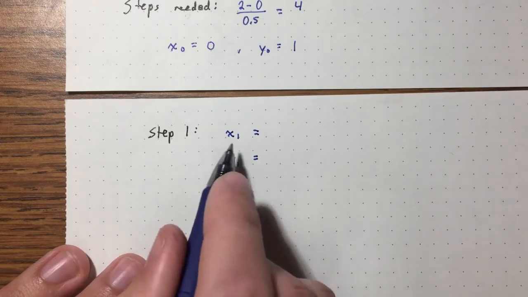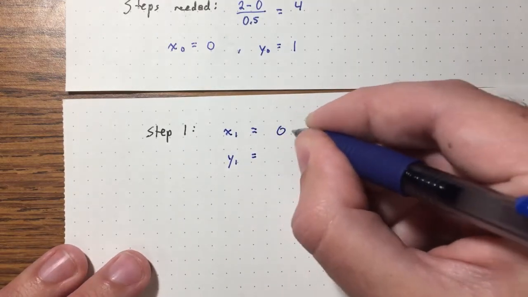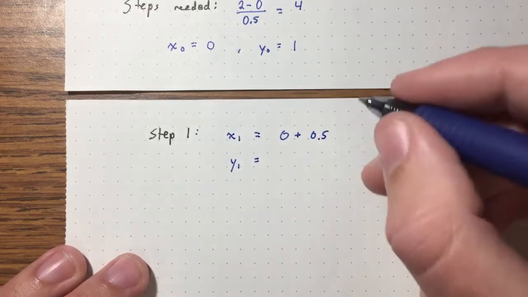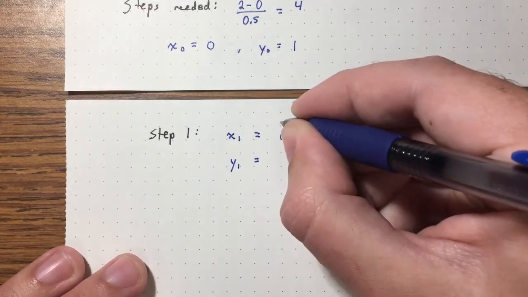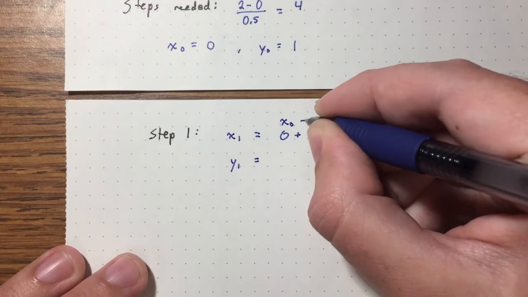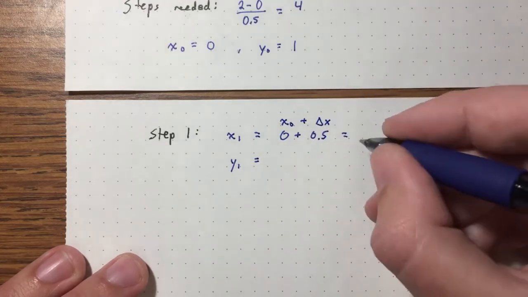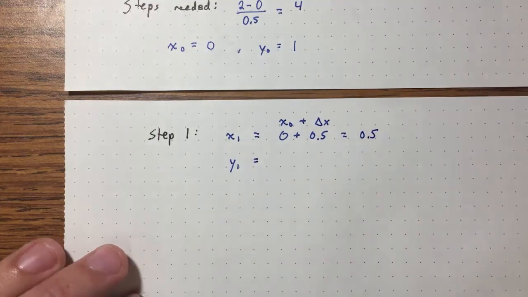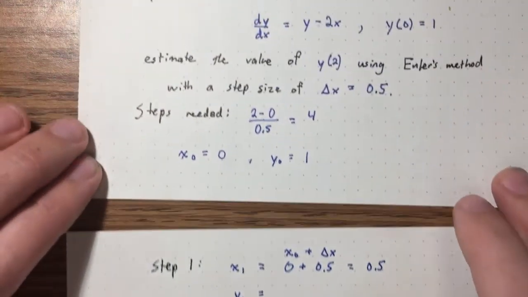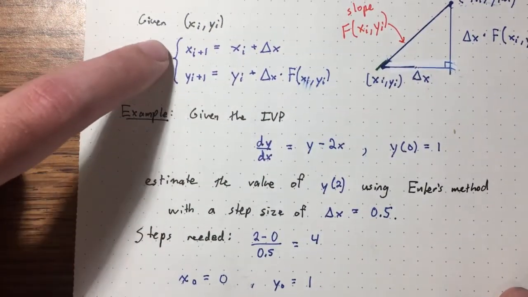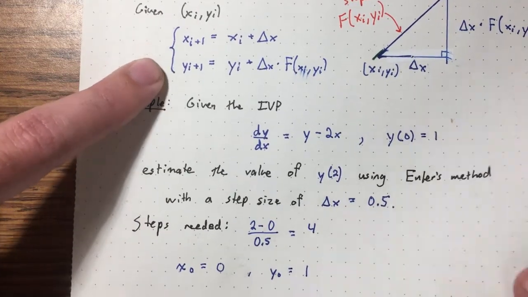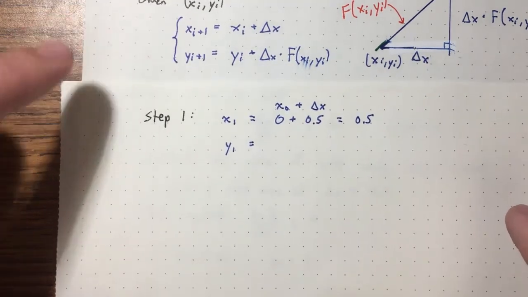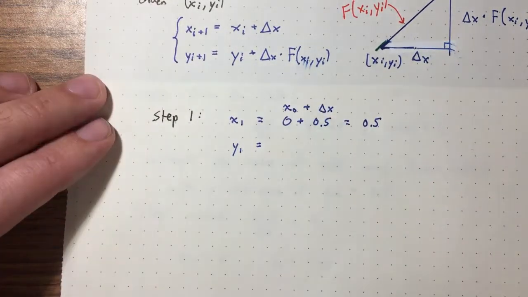And the x values are always easy. We just take the previous x value and add the step size. So this is x0 plus the step size, and what do we get? We get 0.5. I'm just using this formula. And for the y values, we'll use this formula here.